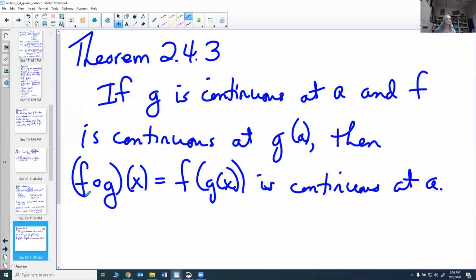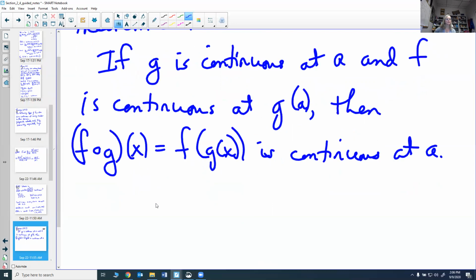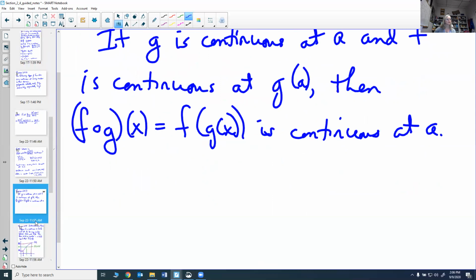Another theorem I just want to mention is that if g is continuous at a and f is continuous at g of a, then the composition is continuous at a. And we just kind of saw that. We know that these are all continuous there, and so everything's fine. So this is the introduction to continuity. There's more to this, but this is kind of the introduction I want you to see.